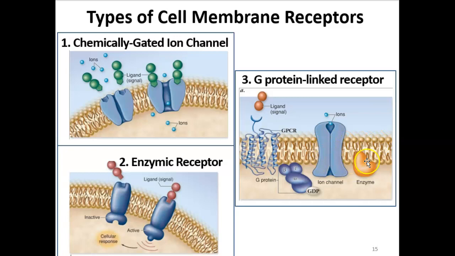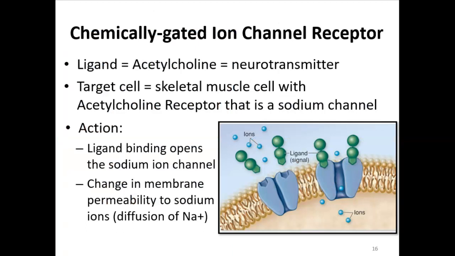cell membrane proteins. I think this will become a bit more tangible to you if we look at some very specific examples, and it'll help you to form your own generalizations about how G protein-linked receptor signaling works. So first, let's go back to the chemically gated ion channel and look at a very specific example.